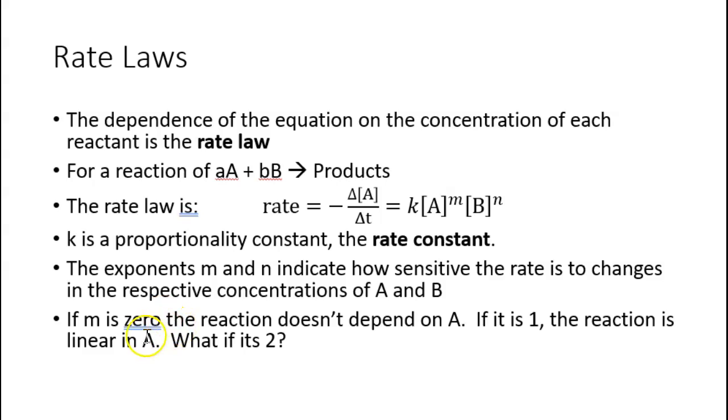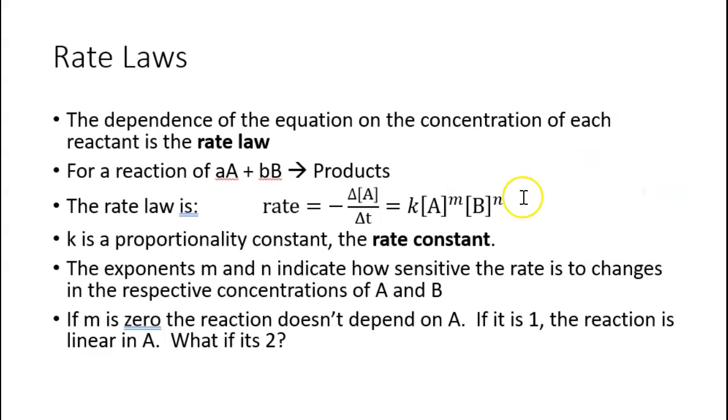So if m is 0, anything raised to the 0 power is just 1. So a to the 0 would just be 1, and that would mean that the reaction doesn't depend on that reactant. So if m is 0, the reaction doesn't depend on a. If m is 1, the reaction would be linear with respect to a. So there would be a constant rate of change. When we change a by a certain amount, the rate would change in a linear relationship.